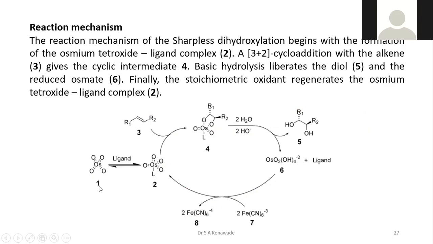The very first is osmium tetroxide. Osmium tetroxide comes together with your ligand, that is (DHQ)2PHAL or (DHQD)2PHAL. Then a second complex will form. This second complex will react with your alkene to form the osmium alkene complex. After hydrolysis, the dihydroxylated compound is formed. And this sixth one is your osmium ligand. When you add potassium ferricyanide or NMO, this product will rearrange to the second complex, and you can reuse it for another reaction.